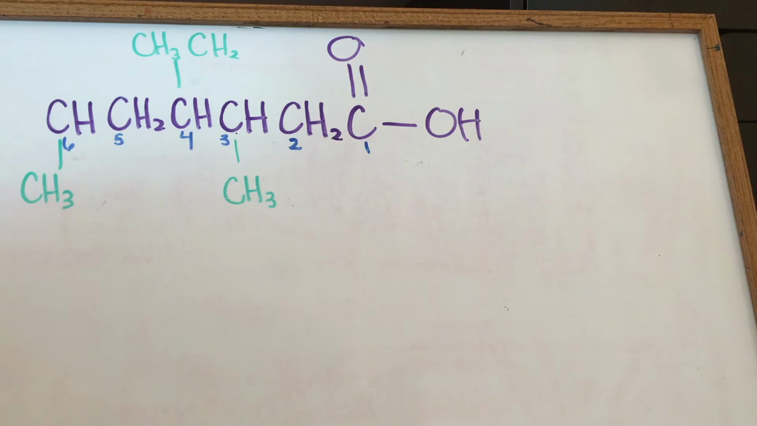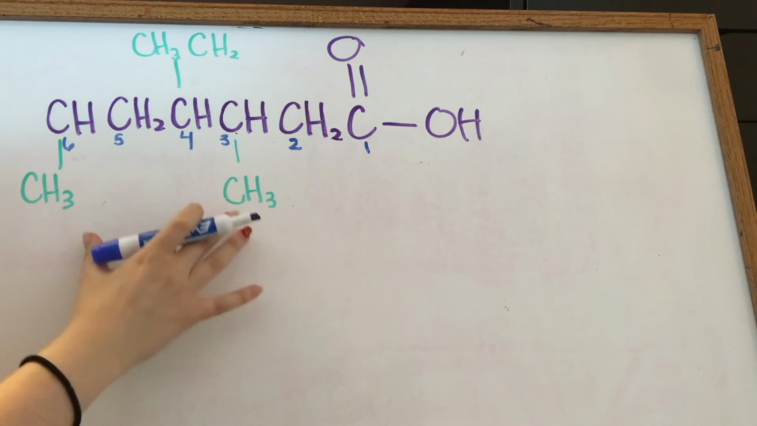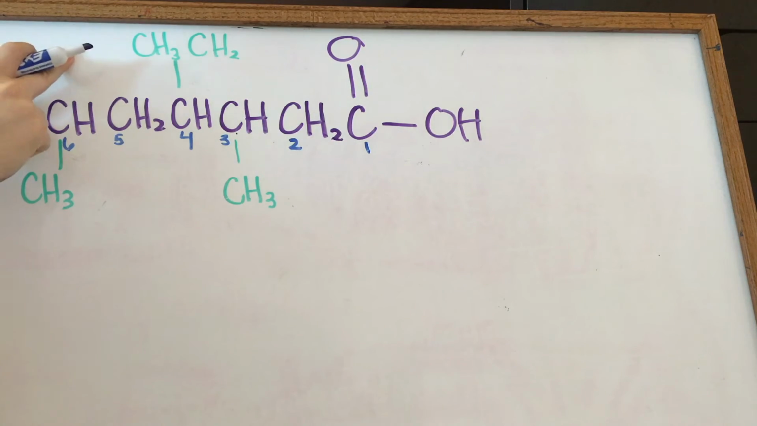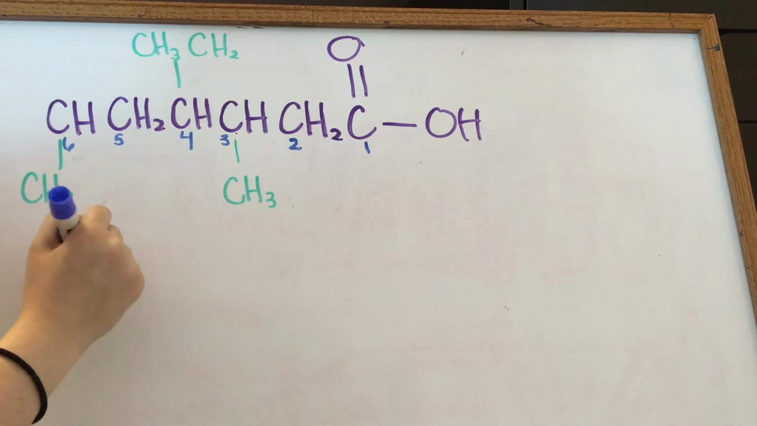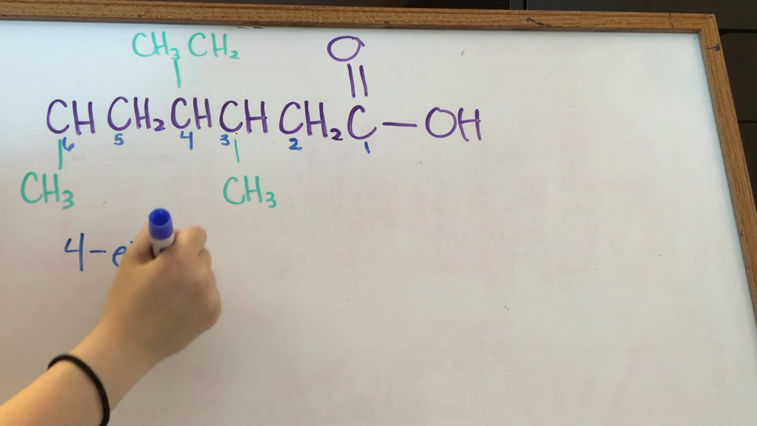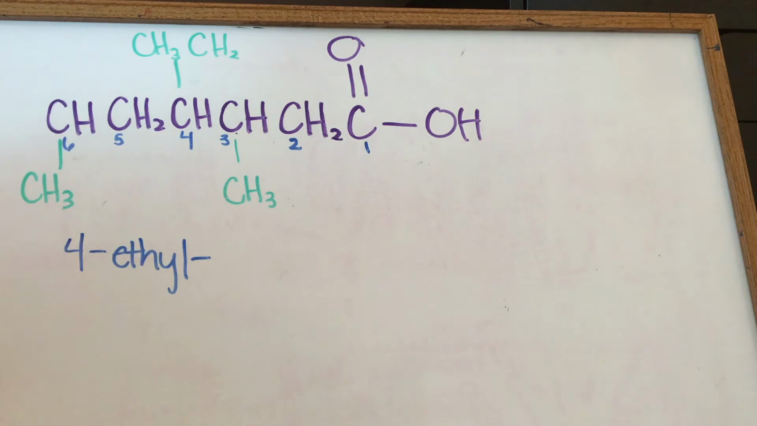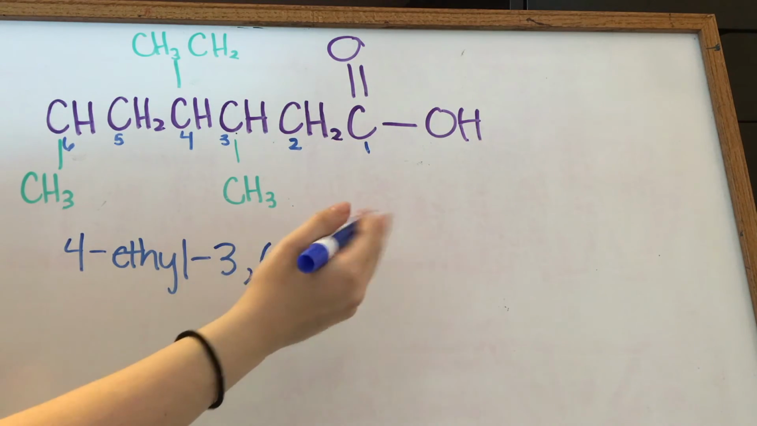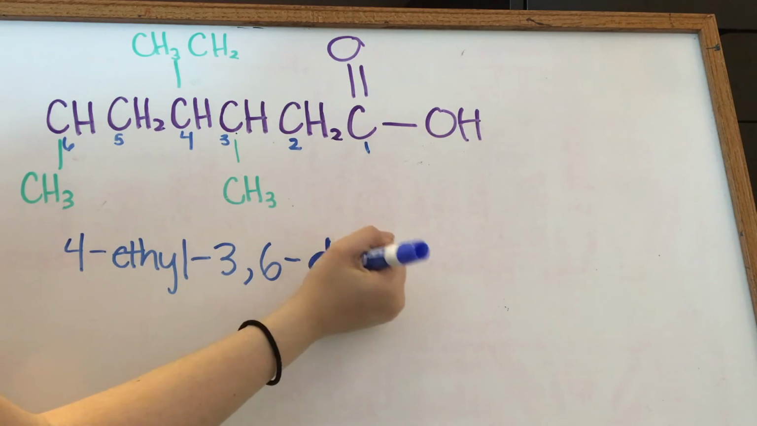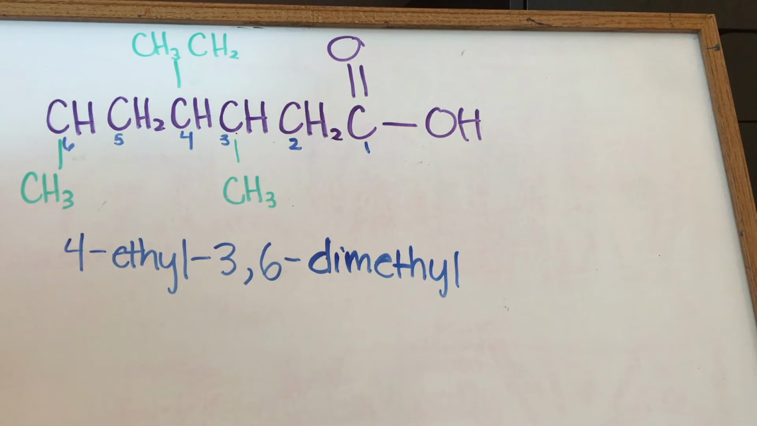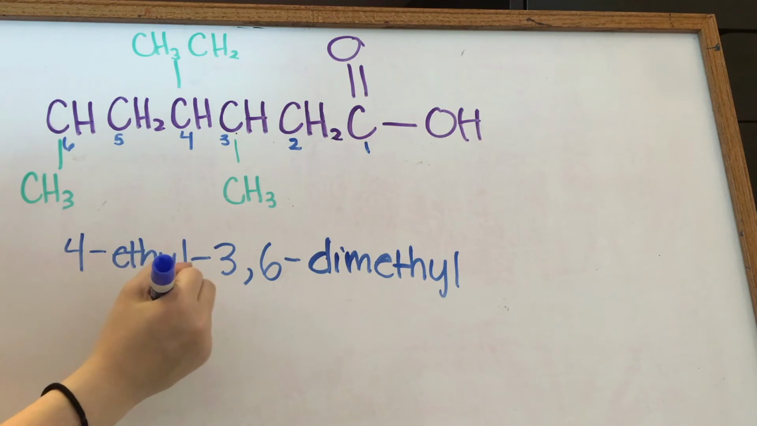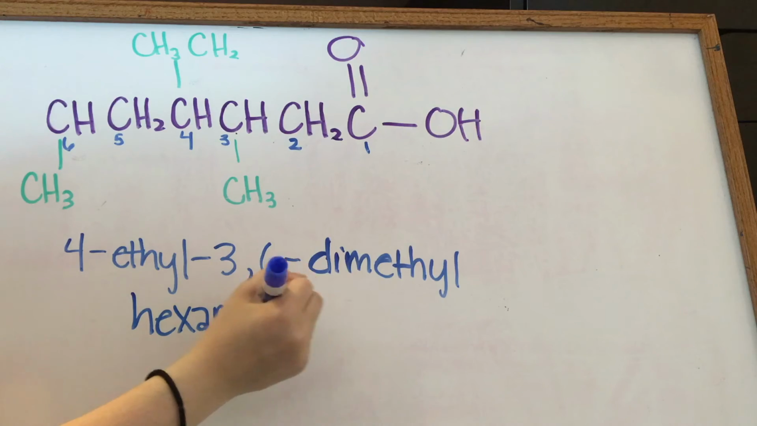Now step number 4 is actually constructing the name. So we have methyl and ethyl. Ethyl comes first because the E comes in the alphabet first. So the position 4 dash ethyl dash. Now we have 2 methyls. We want one on the 3 position and one on the 6 position. And we always separate numbers with a comma. So 3,6 dash. Since there are 2 methyls, you use the prefix di, methyl, followed by the parent chain name, which is hexanoic acid.